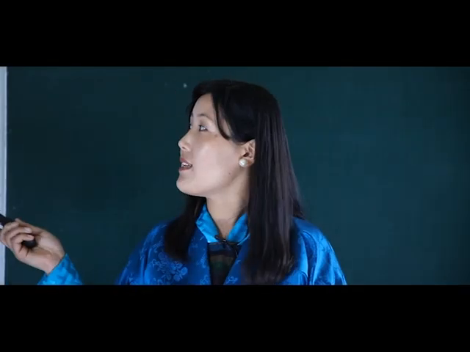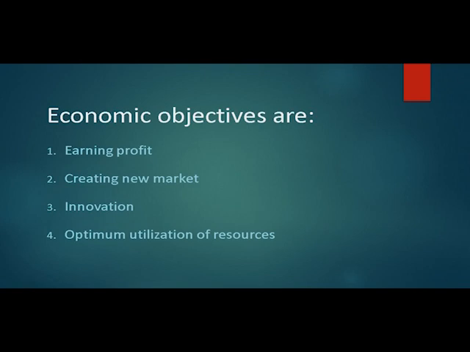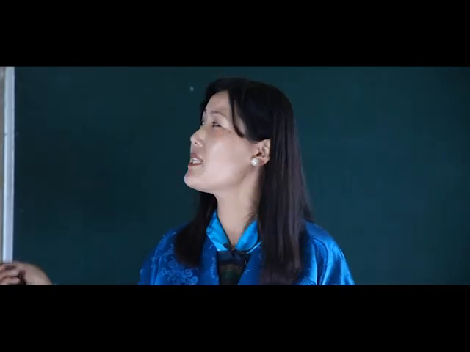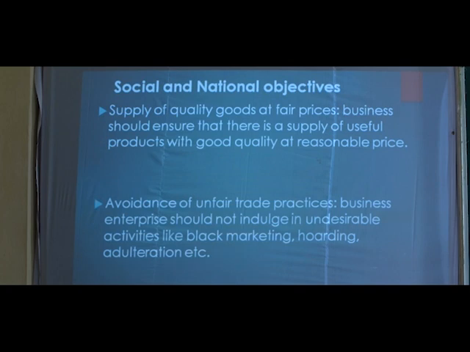Okay, before we start with social and national objectives, let me quickly recollect economic objectives. They are profit, exploring new markets, innovation and proper utilization of resources. Okay, now let's look at the social and national objectives. Okay students, I will now move on with social and national objectives. For that, we have supply of quality goods at fair prices.